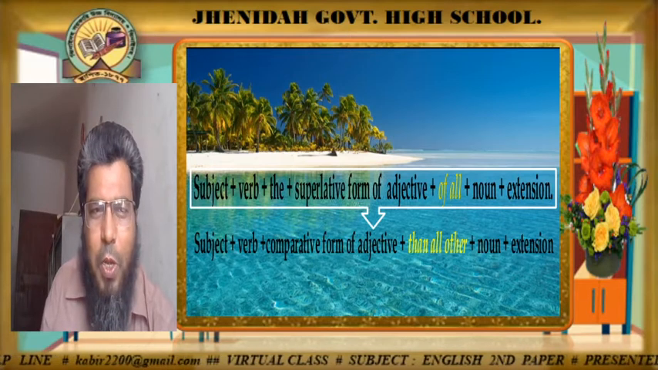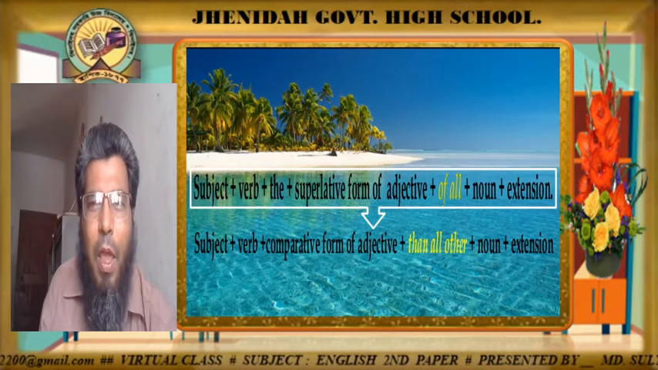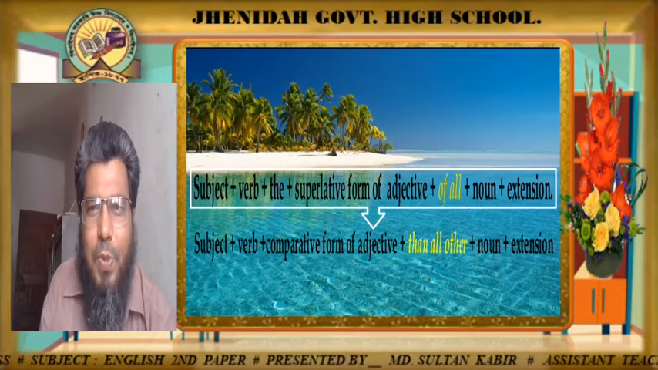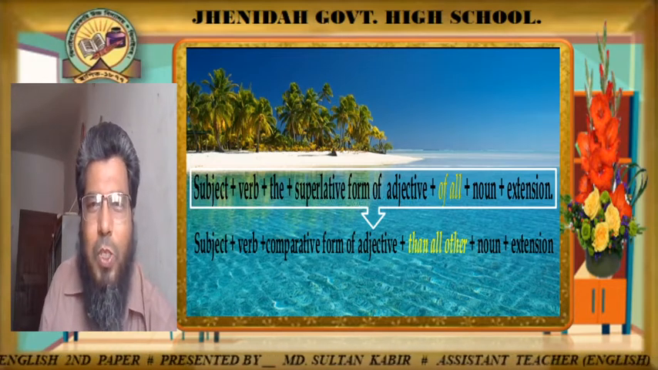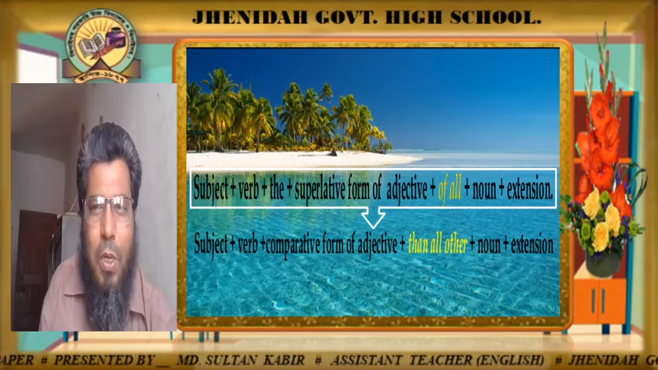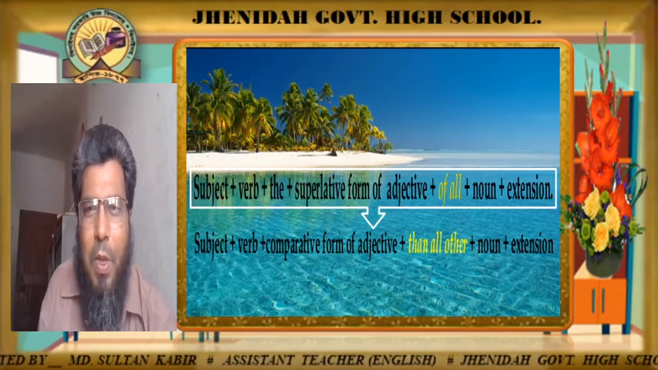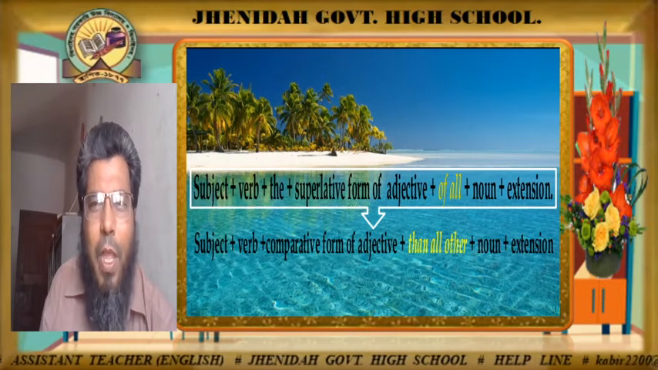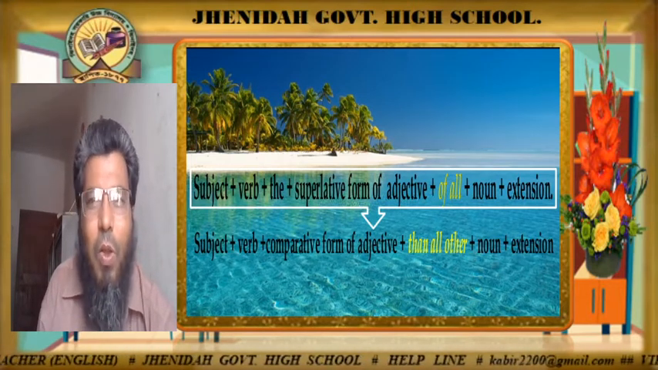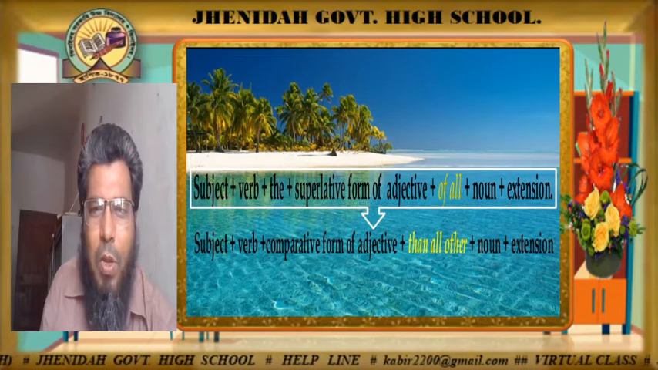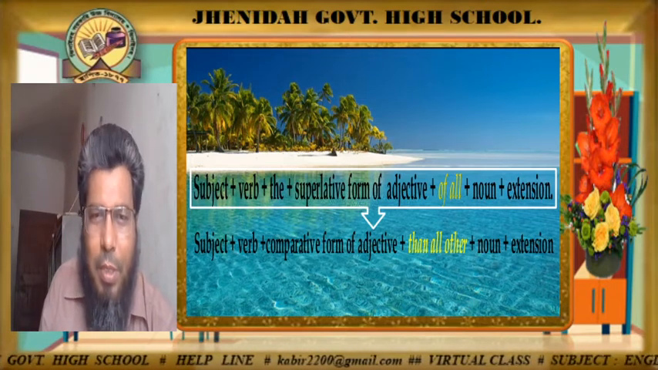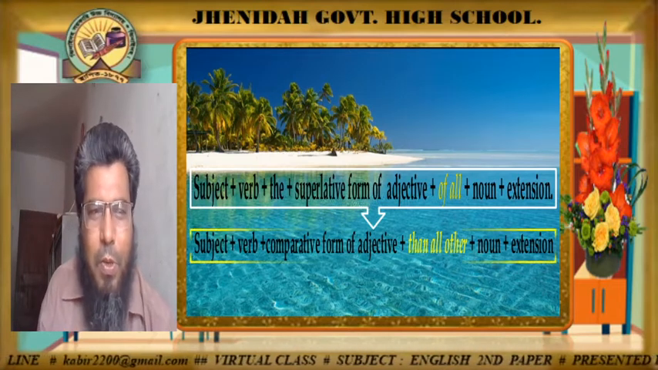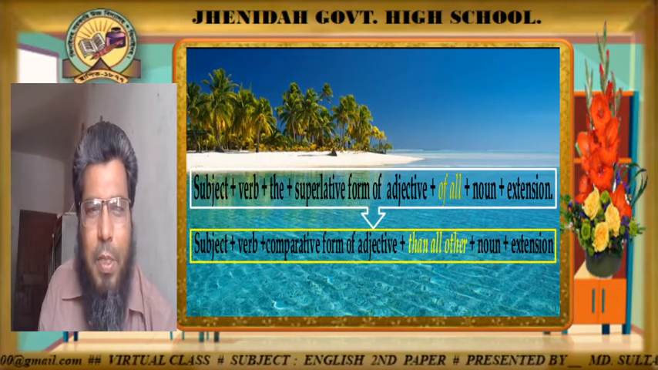So if the superlative degree contains "of all", then we can change such types of superlative degree into comparative by following this structure. What is this structure? We'll write down the subject and verb, then the comparative form of the adjective, and after the comparative form, we'll write down "than all other". After "than all other", we'll write down the extension or the noun plus extension. Am I clear? Fine.